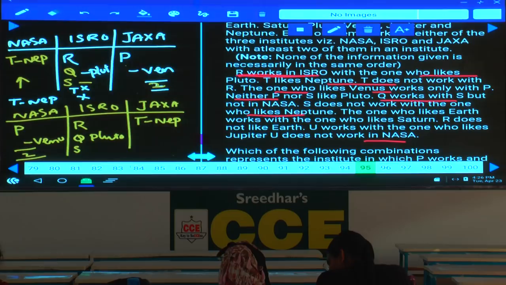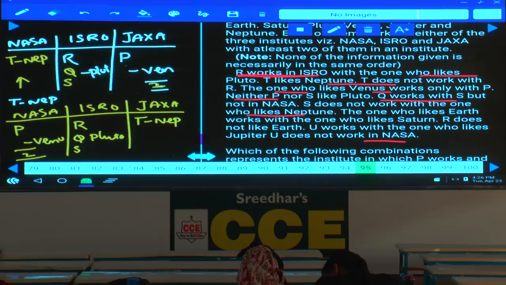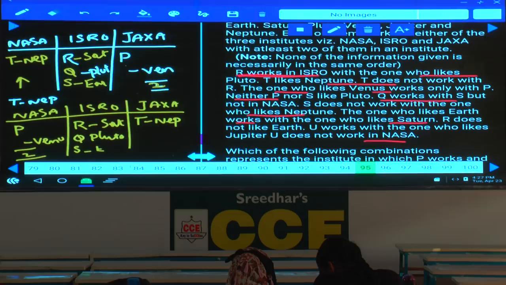Out of which, R does not like Earth. As R does not like Earth, hence R must be Saturn, and S must be Earth. Are you following this or not? S is Earth. And again, coming to this one, R and S. The one who likes Earth works with the one who likes Saturn. Earth and Saturn must be together. The first NASA is not possible, there must be only two. And JAXA is also not possible, we must have only two. Hence, R does not like Earth, so R must be Saturn. If R is Saturn, S must be Earth. Now, as of now, both the possibilities are valid.